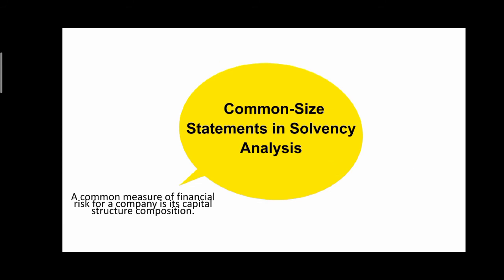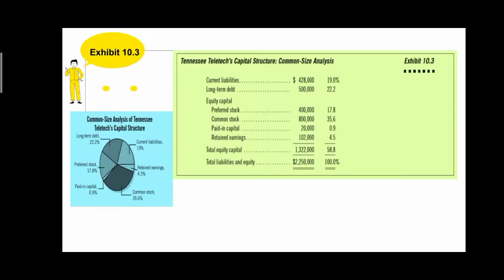Okay, next, common size statement in solvency analysis. A common measure of financial risks for a company is its capital structure composition. Composition analysis is performed by constructing a common size statement of the liabilities and equity section of the balance sheet. We can see that Exhibit 10.3 illustrates a common size analysis for Tennessee Teletech Inc.